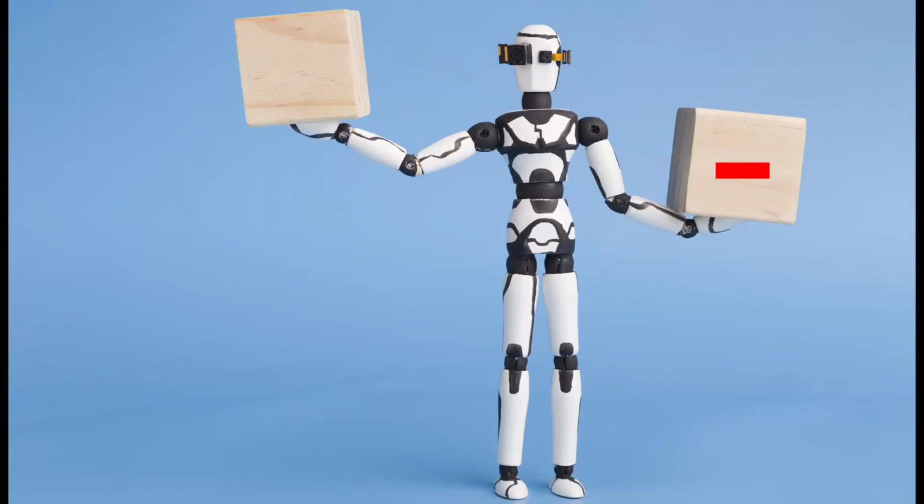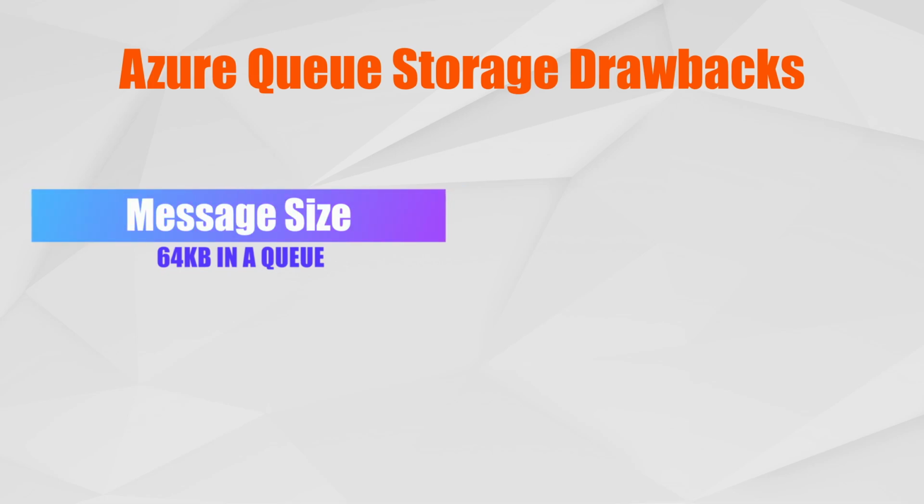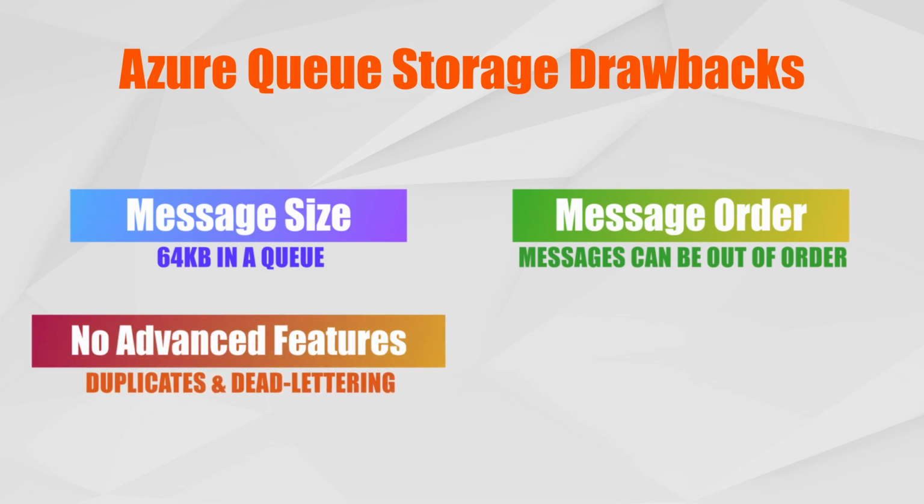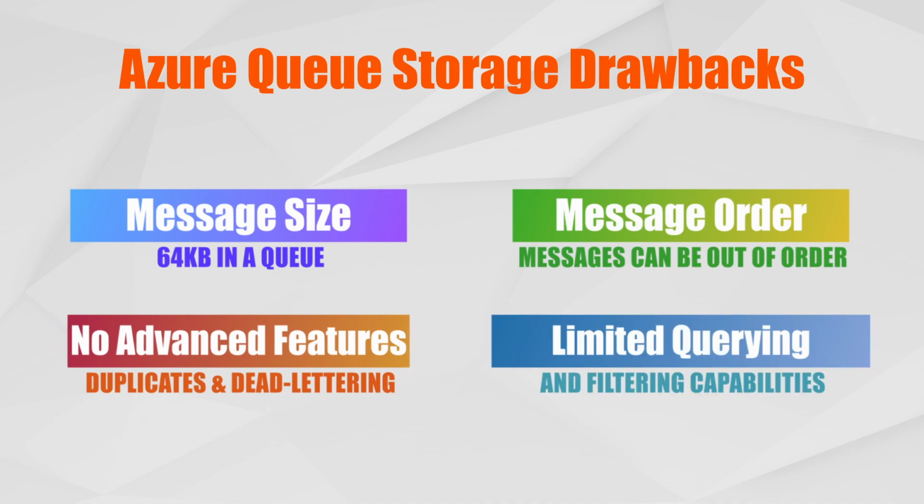And the drawbacks. Message size. The maximum message size in a queue is 64 kilobytes. Message order. Queues are typically FIFO, first in, first out order, but multiple applications sending messages randomly can result in messages being out of order. No advanced features. It doesn't support duplicate detection and dead lettering messaging mechanisms. Limited querying. This service has limited querying and filtering capabilities compared to other messaging services.